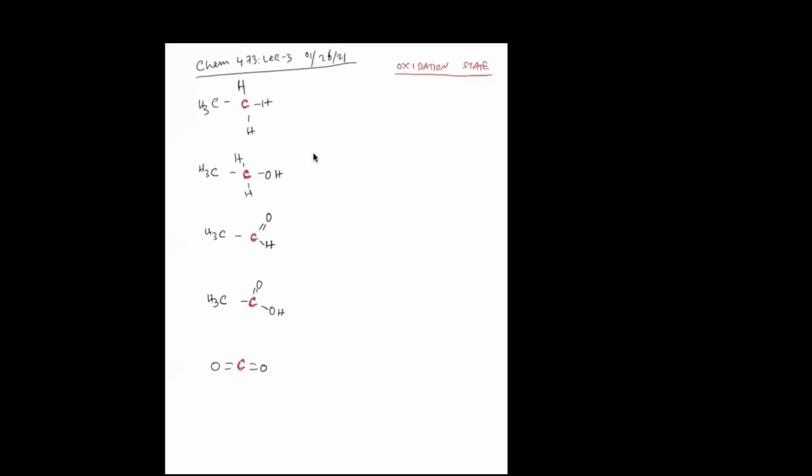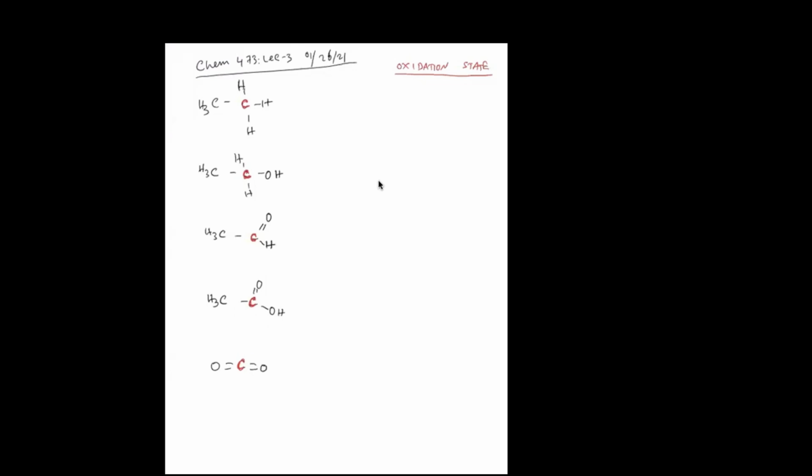This is an integral part of this semester, because a lot of the processes we're going to see involve oxidation and reduction. So to start off, we need to learn how to calculate the oxidation numbers, or the oxidation states, of carbons. I have drawn a series of compounds here, and we need to find the oxidation state of the carbons that I have labeled in red.